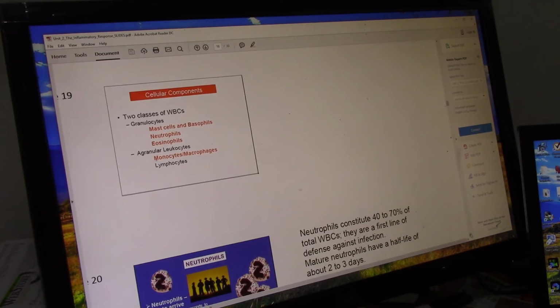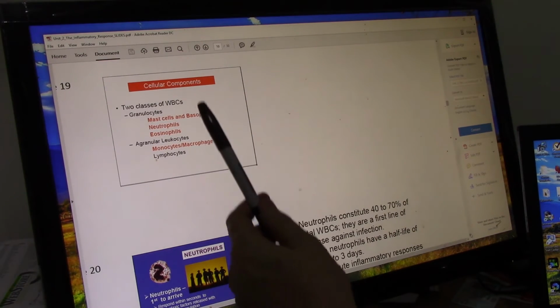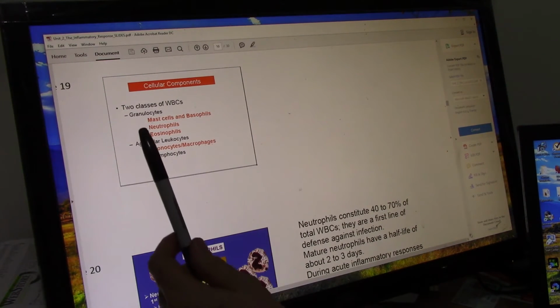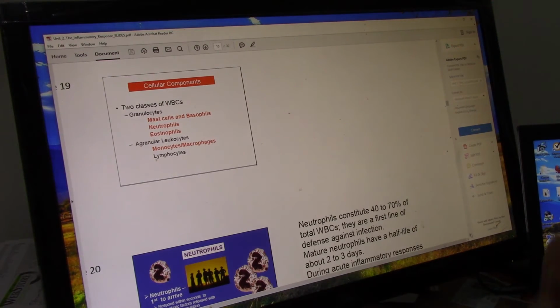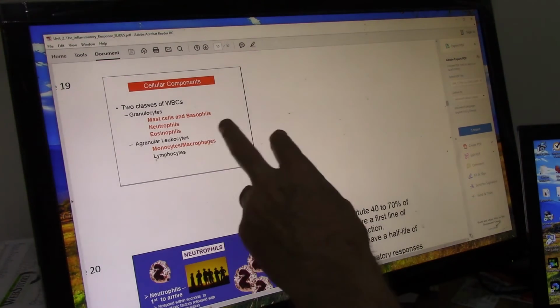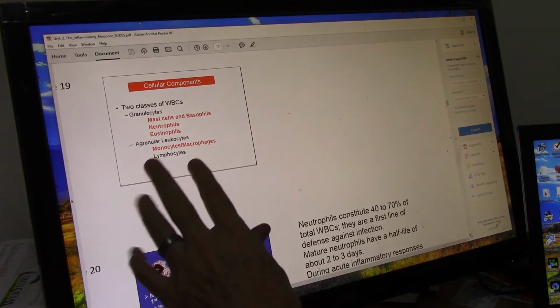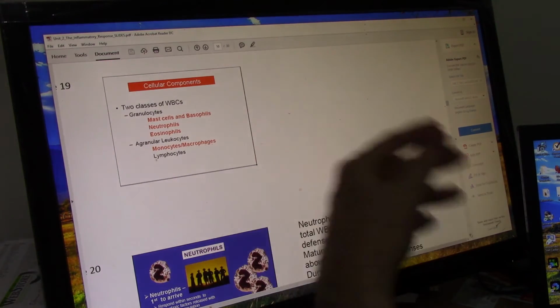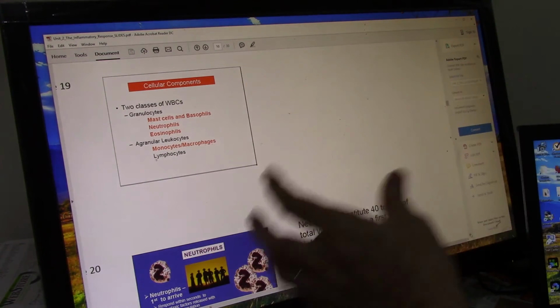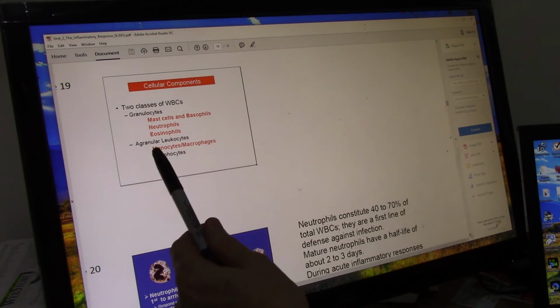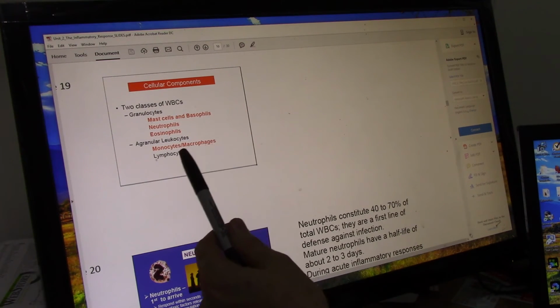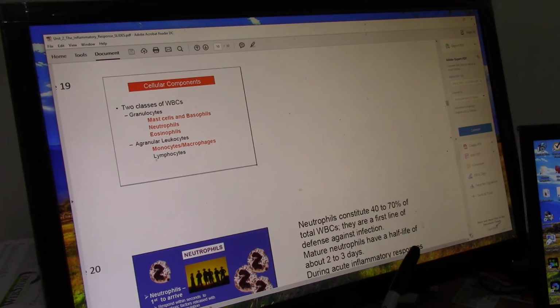Okay, cellular components. We have two classes of white blood cells. We have those that are granular, that is, they contain these mediators that are released. Mast cells and basophils are the main ones there. And then we have ones that are agranular, and they really don't release much. They're just there to do a particular function. And the monocytes or macrophages, again, that's a word for the same thing, are in that category.